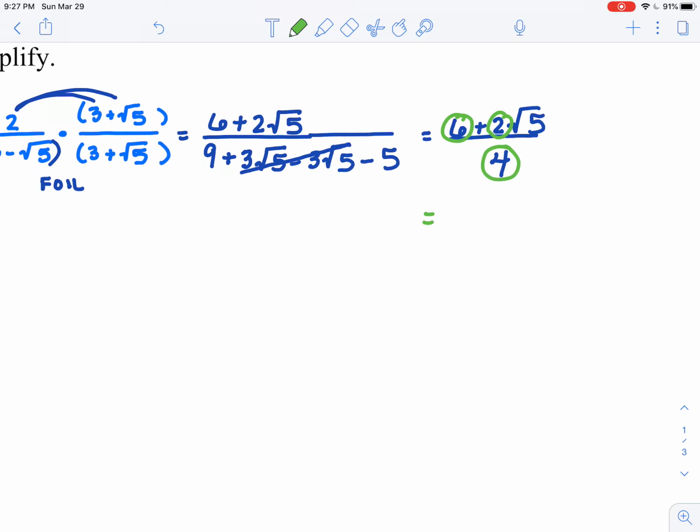So here, 2 goes into each of these. So 6 divided by 2 is 3. 2 divided by 2 makes just 1 root 5. And in the denominator, 4 divided by 2 is 2. This is our final answer. We've gotten rid of the radical from the bottom, and the plain old numbers do not have a common factor.